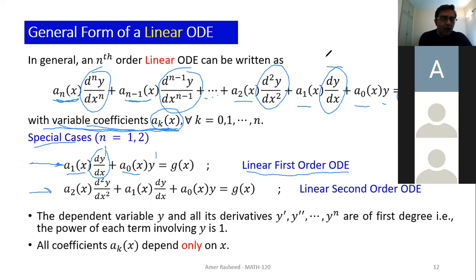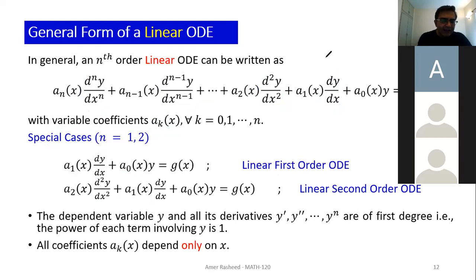Now this one involves the second order derivative at maximum. So this is a second order ODE and in each term the power of y is 1. So it is linear. So what we call it, it is a linear second order ODE.